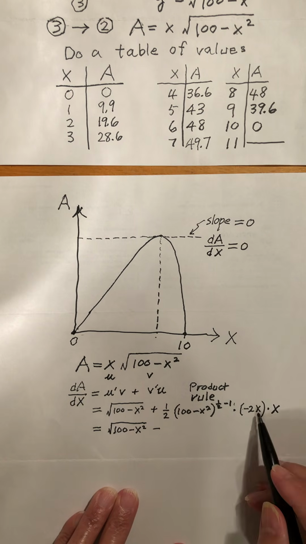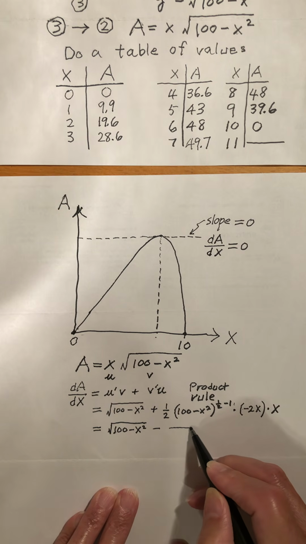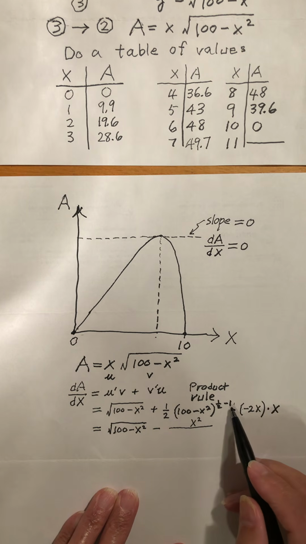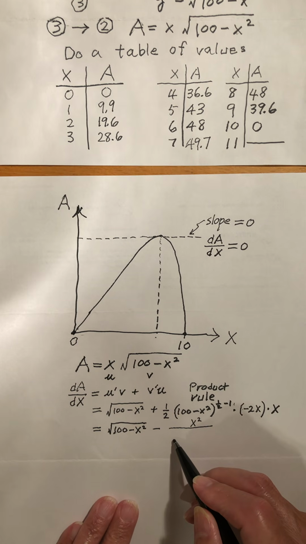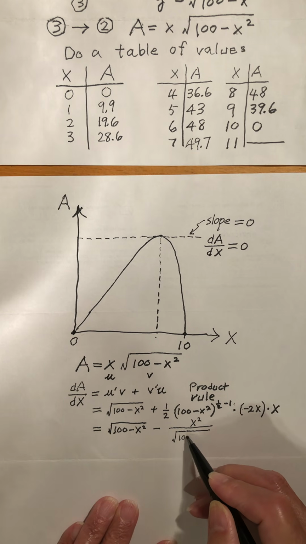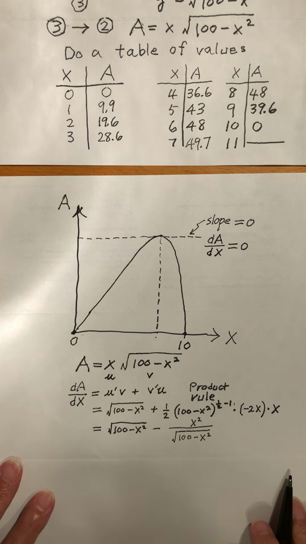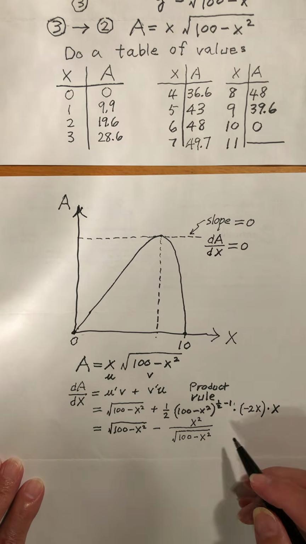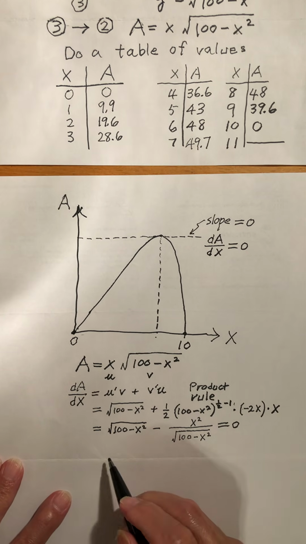I have a negative. I have x squared here. This is the denominator. And 1/2 minus 1 is negative 1/2, which means this goes to the denominator. Negative 1/2 is square root in the denominator. So this is my derivative, and I want this to be 0, which means this is equal to that.